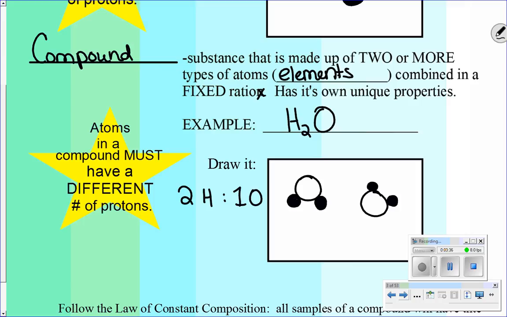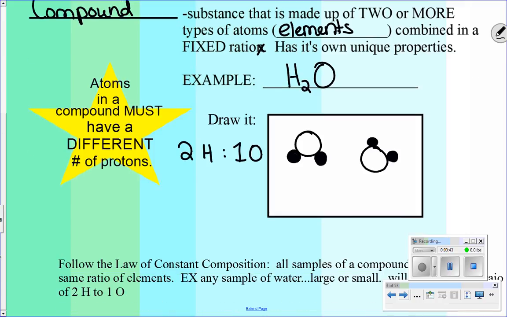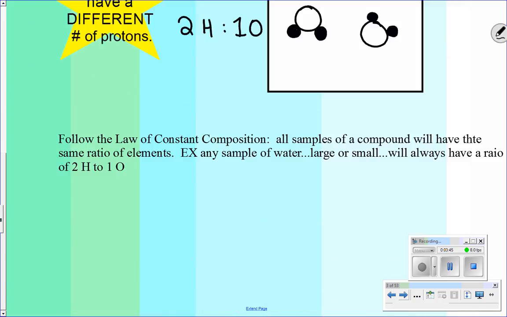So this shows us that when we combine elements chemically, we can actually make a compound with totally different properties. So our atoms bonded together have to have different number of protons to be identified as different elements. The law of constant composition says that all samples of a compound will have the same ratio of elements. So just as I mentioned before, in any sample of water, you'll always have a ratio of 2 hydrogens to 1 oxygen.